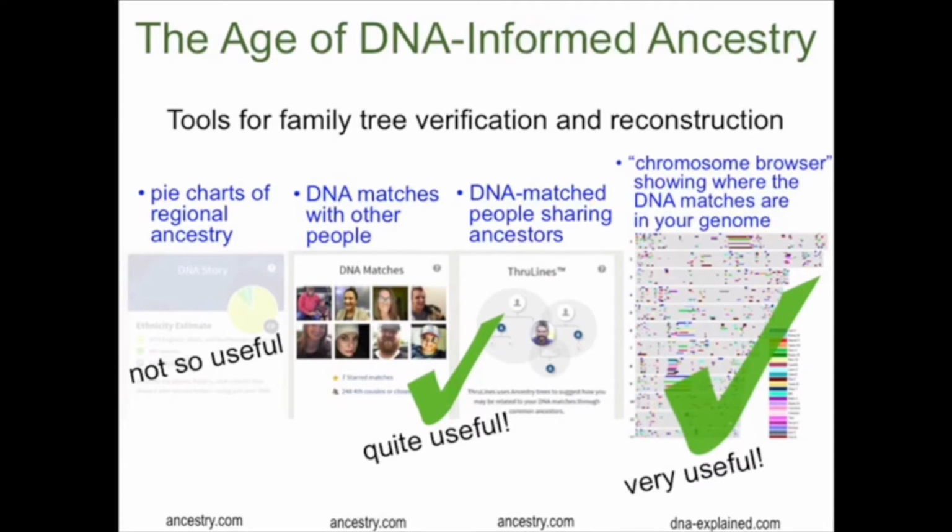There's DNA matches with other people, and matches that then share with your own family tree. So cross-referencing those, and then chromosome browsers, which show where the DNA matches are that you have on your genome. So those, for family tree verification and reconstruction, are really powerful tools that these companies have. So yeah, quite useful, and very useful for that last one, the chromosome browser. And that sort of stuff is what I'll be showing, looking at chromosomes and where matches are.